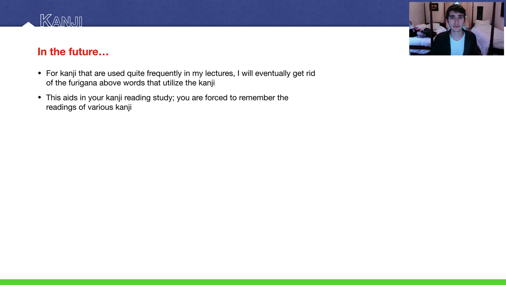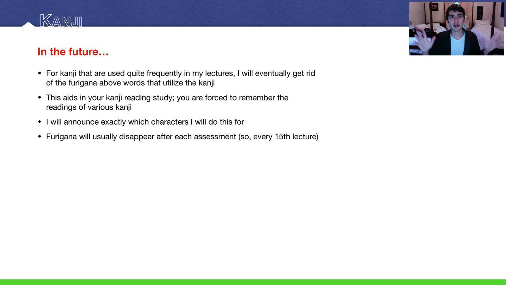And I'm not going to be absolutely ridiculous with it. I'm just going to little by little take away some. And whenever I do, I'm going to announce which characters and which words exactly I will do this for. I'm planning on taking away a batch of furigana basically every 15th lesson, every time you have an assessment. After you have the assessment, boom, I'll announce in that next video lecture, hey, getting rid of the furigana for these characters, unless of course there's some kind of exceptional reading with some character or whatever.